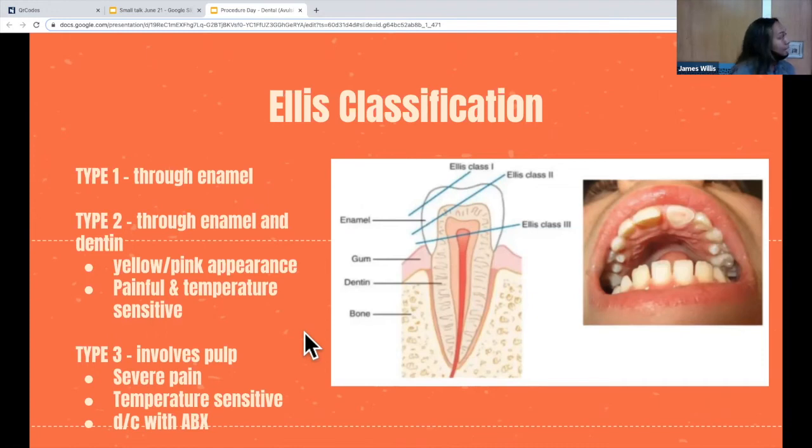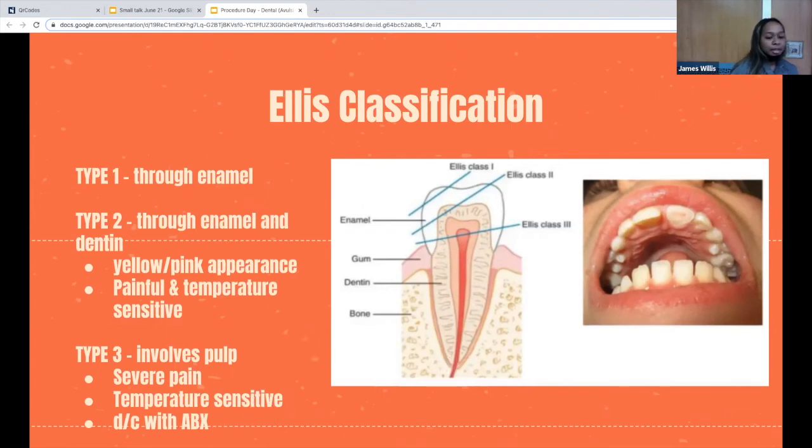And in an Ellis 2 fracture, this does need intervention in the ED. Specifically, this fracture needs to be covered with a sealant of calcium hydroxide. In this instance, a dental block works very well because the patient will have a lot of pain with this injury. Pulp necrosis is higher, about 1 to 7%. Again, you would cover this with calcium hydroxide, and you would discharge this patient with a soft food diet and dentist follow-up within about 24 hours.